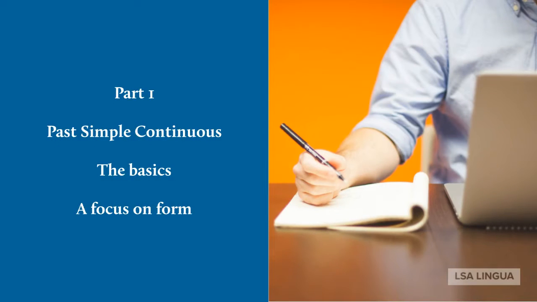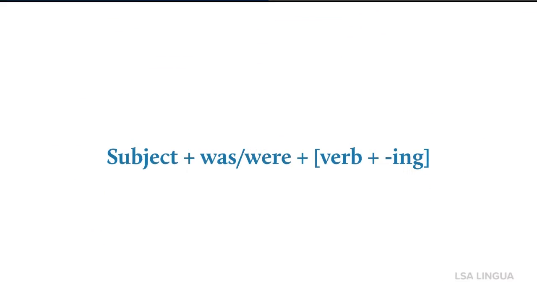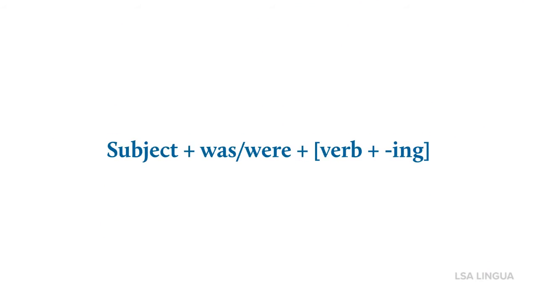The objective of this video is to refresh your memory when it comes to the use of the past simple continuous, or past progressive tense if you will, in terms of form and usage. Part 1. The past simple continuous, the basics, a focus on form. Please note that you will always start with the subject, followed by was or were, and then a verb of choice that is modified by placing ing to the base of the verb.